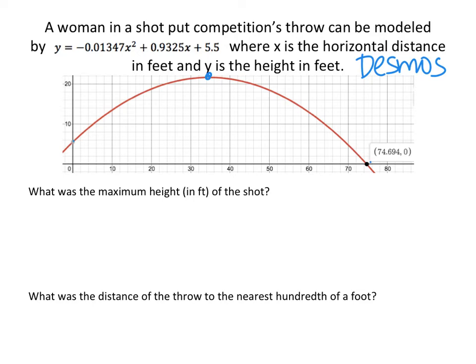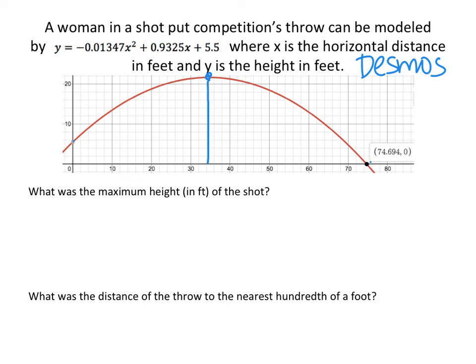What was the maximum height in feet of the shot? I can find this by looking at my vertex. This y value looks like it's about 21 feet. However, I also know that I can find it algebraically. If I want to do that, I'll find the x value of the vertex and use that to find the y value. We'll just practice it here again.